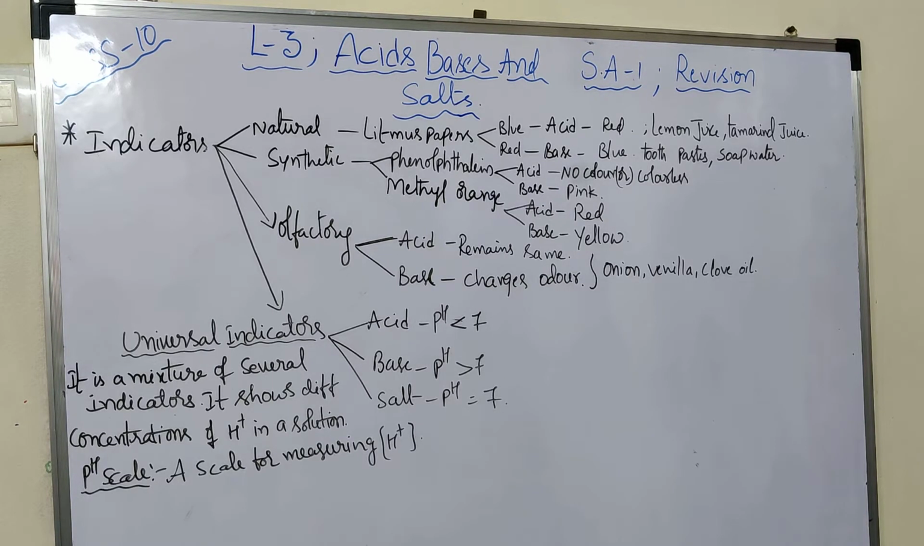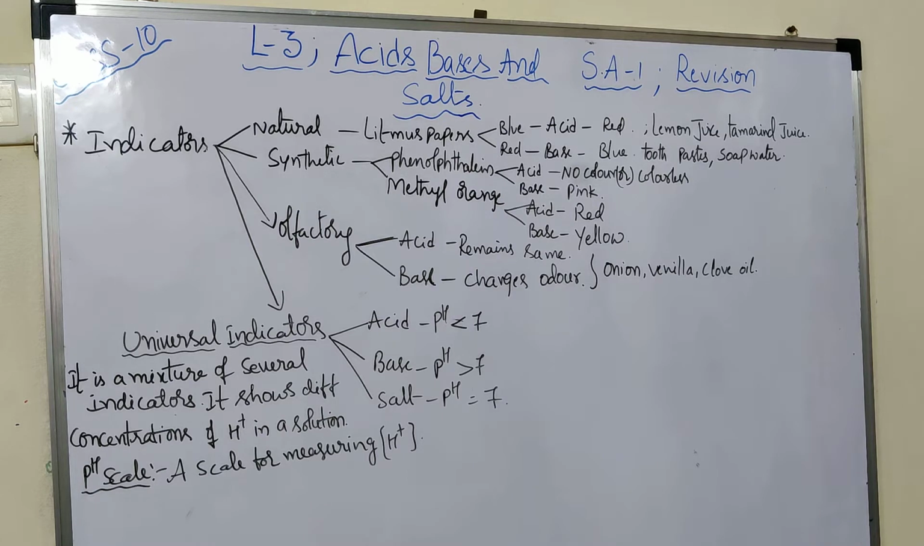First, what is our lesson name? Acids, bases, and salts. In that, first we have to find out the indicators, because when a solution is given, how will you find out whether the given solution is an acid, base, or salt? By using the indicators. There are different types of indicators: natural indicators, synthetic indicators, olfactory indicators, and universal indicators.